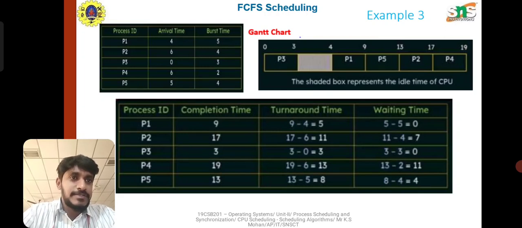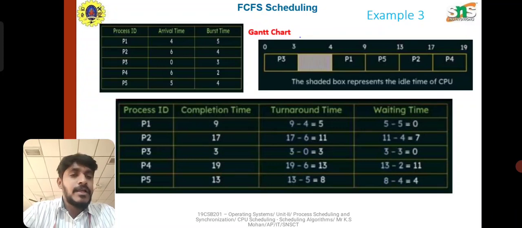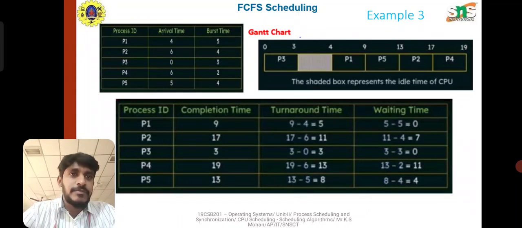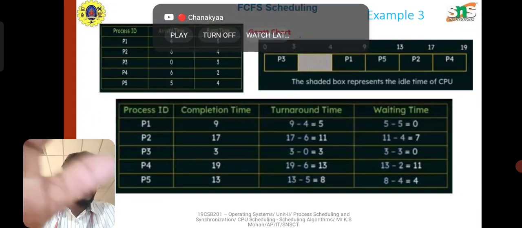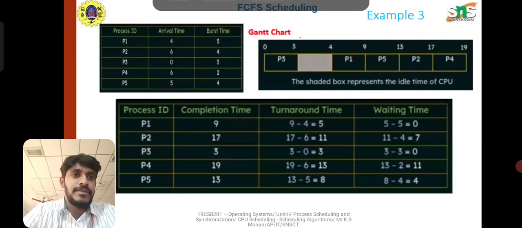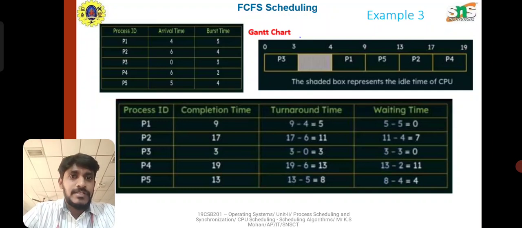The shaded box represents the idle time of the CPU. Suppose P3 is completed, and P1 will be started; the process request is sent to the CPU, but the request is not accepted by the CPU. In the Gantt chart, the colored shaded box represents the idle time of the CPU, until the request is received. So the order is P3, P1, P5, P2 and P4, with completion times for example 19, 17, 3 and 19.